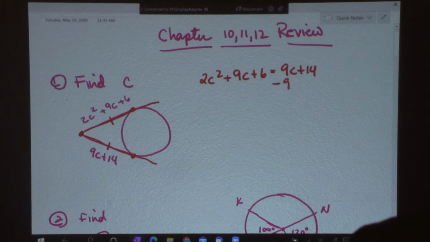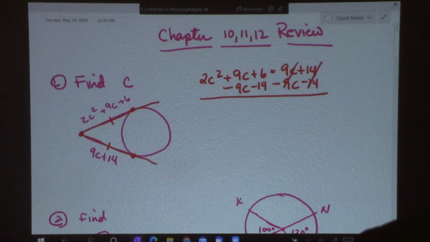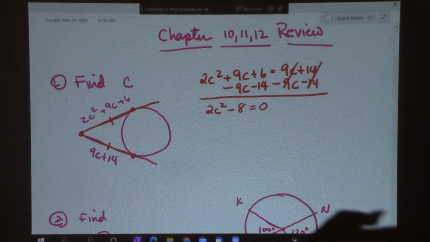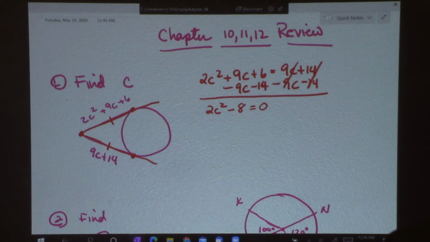I'm going to subtract 9C. And I'm going to subtract 14. So I can get all the C's together on one side. And these 9C terms drop out. So then I have 6 minus 14 is 8. And that's equal to 0. Because I want to have all the C's together on one side and then the number on the other.